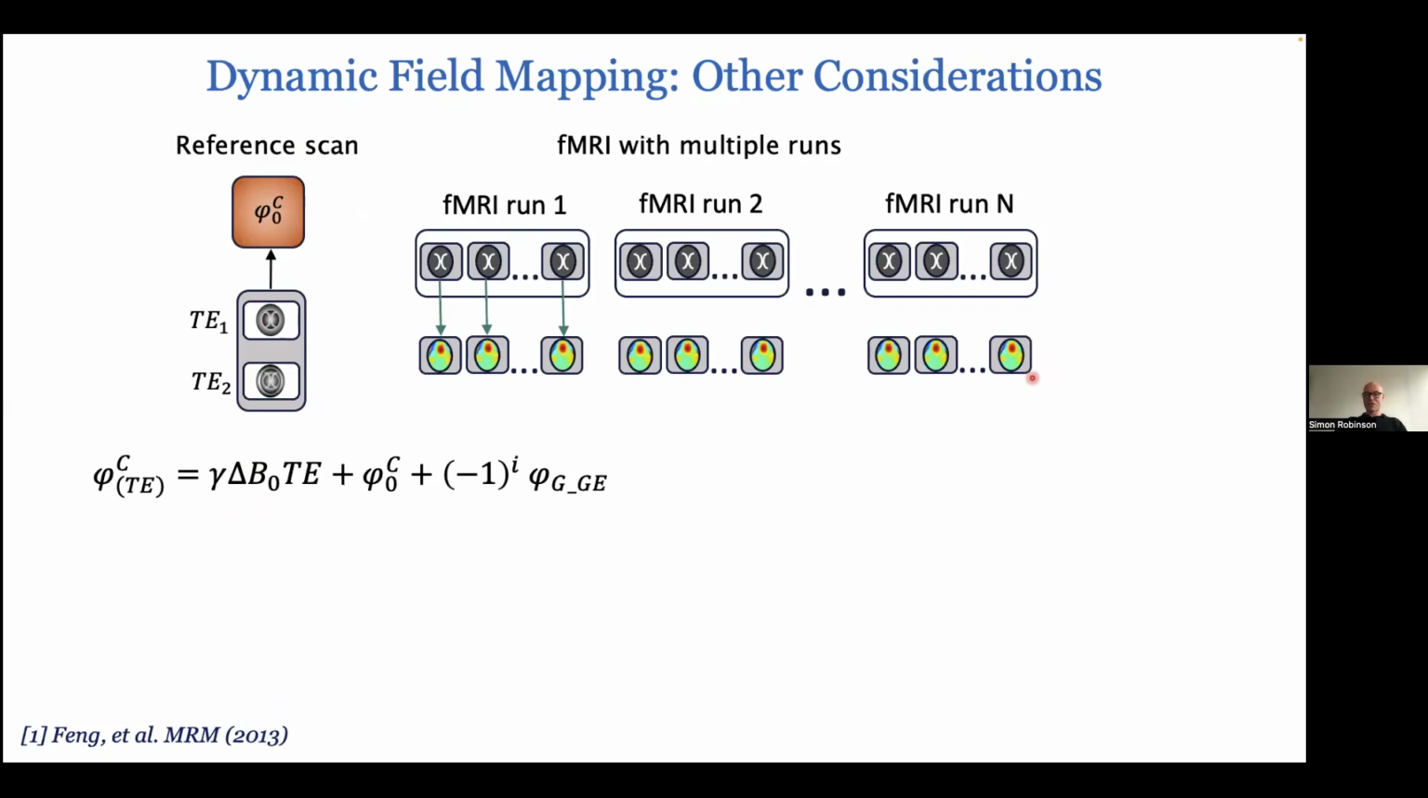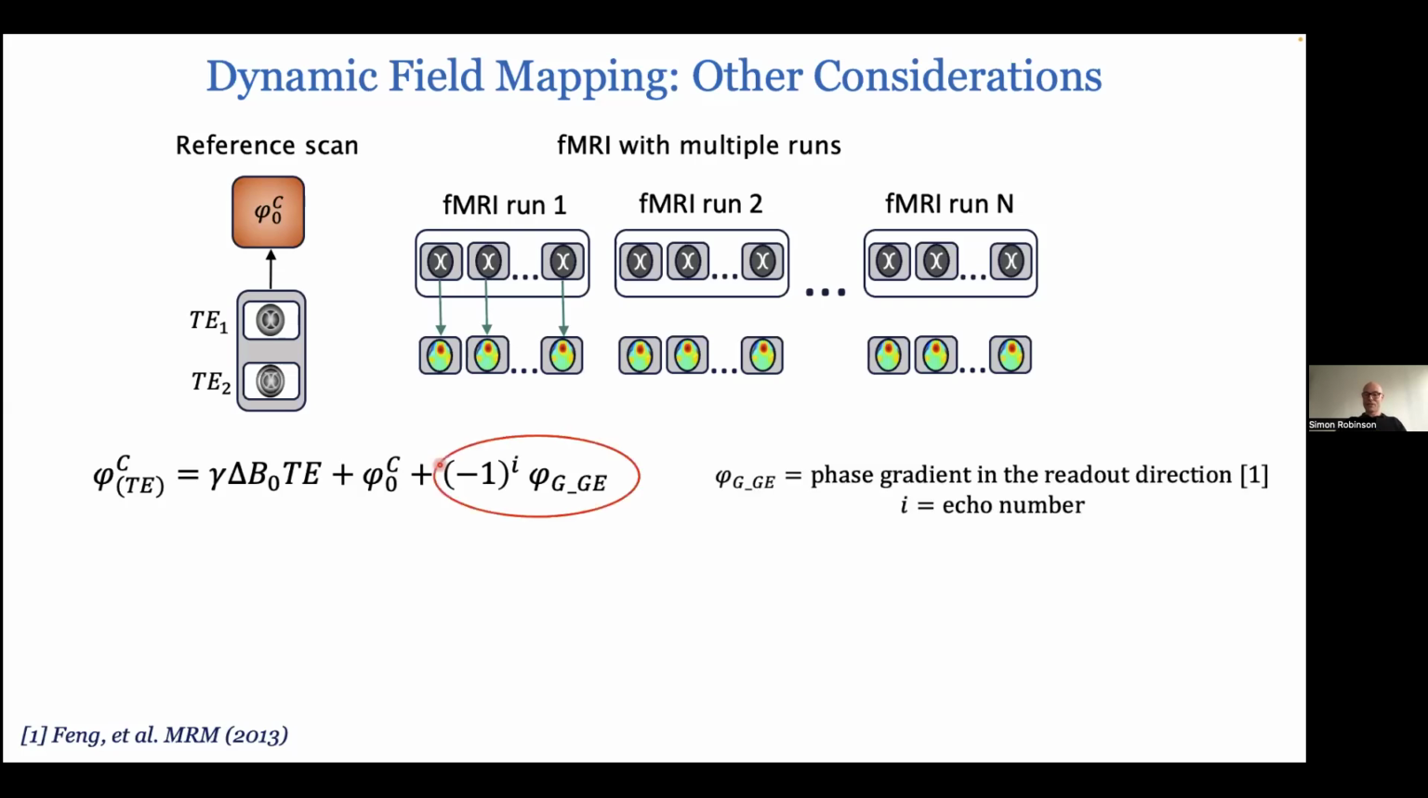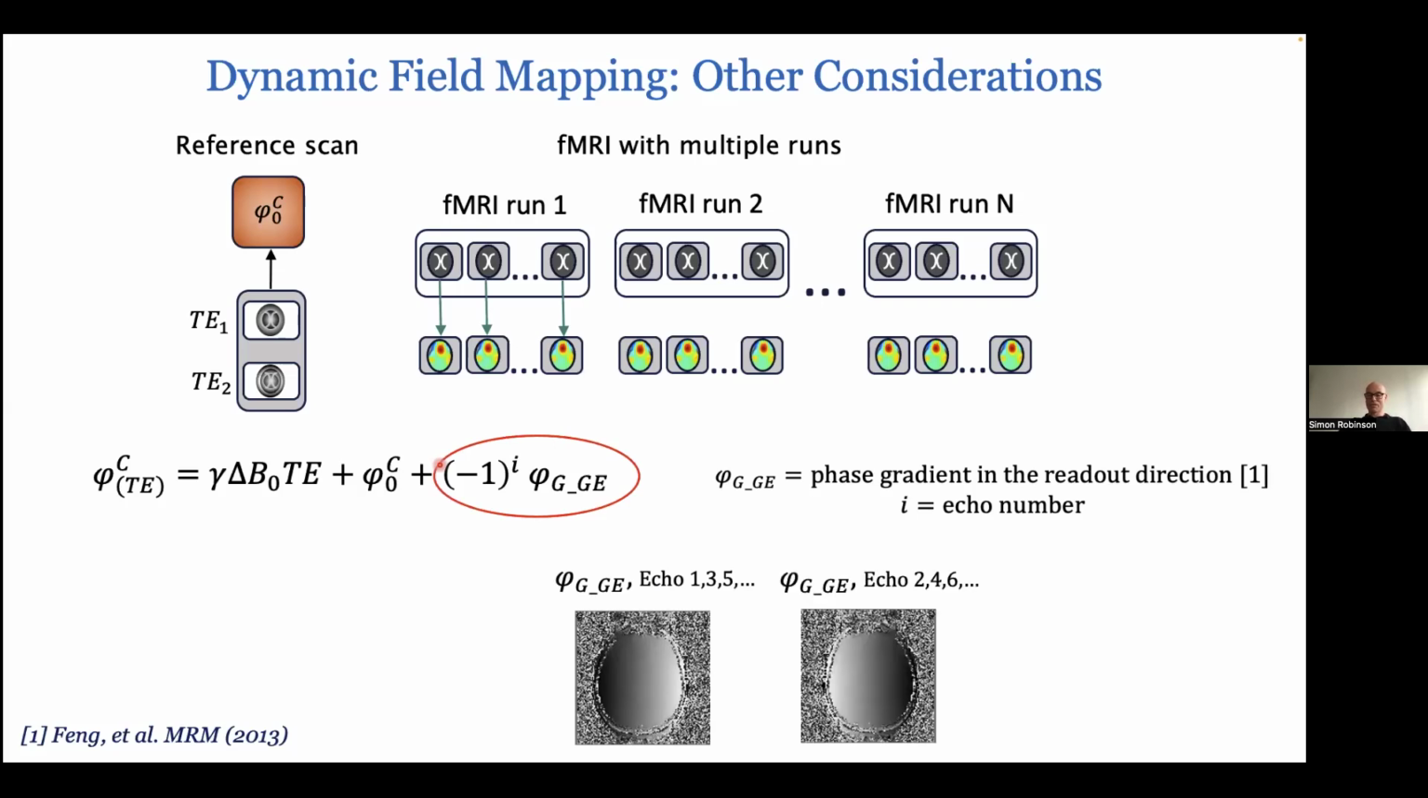In practice, there are a few other effects we need to look at, and one relates to these additional sources, contributions to the phase offset that I talked about right at the beginning. For instance, this pesky readout gradient. If there's any mismatch between the switching of the readout gradients and the signal acquisition, that leads to a gradient in the phase, which is dependent on the polarity of the readout of that line. So it might look like this for odd echoes and like this for even echoes.